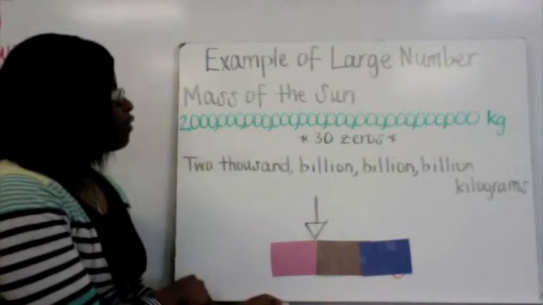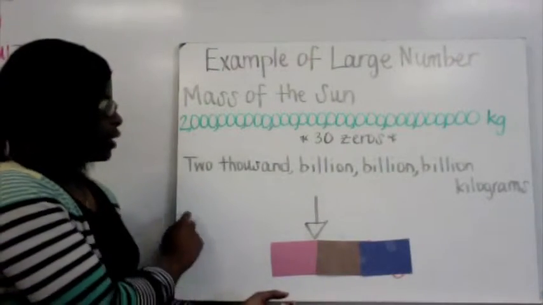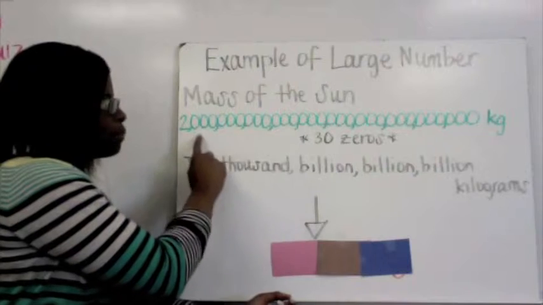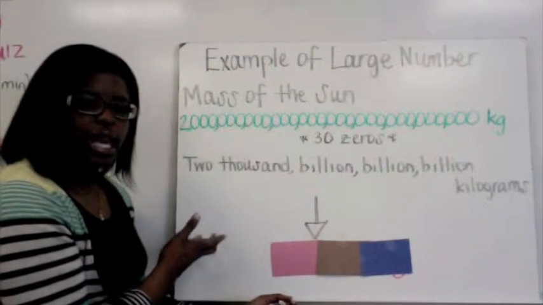So we have an example of a large number that scientists may work with. It's the mass of the sun. So it's 2,000 billion kilograms. This number right here has 30 zeros. So how do we write this in scientific notation?